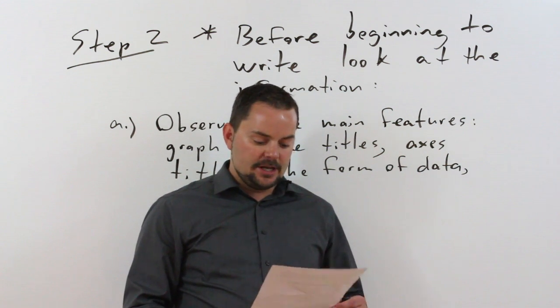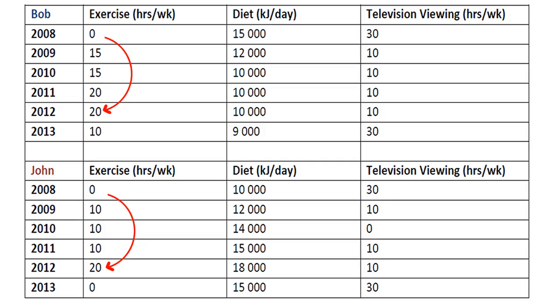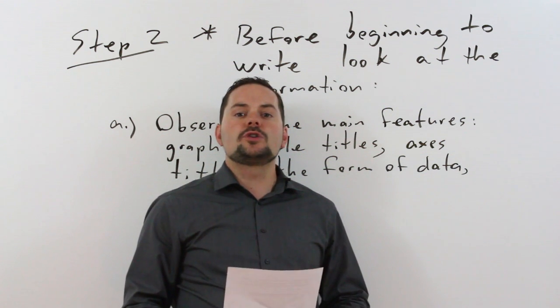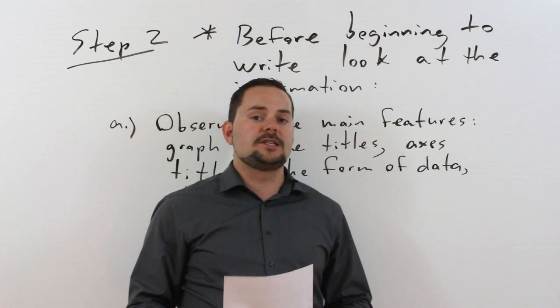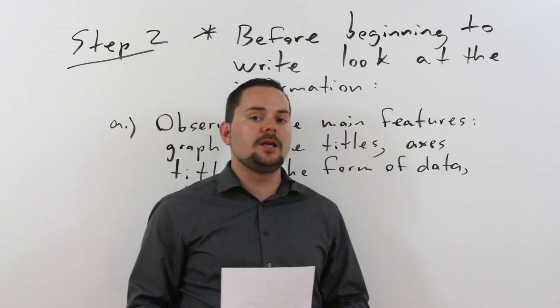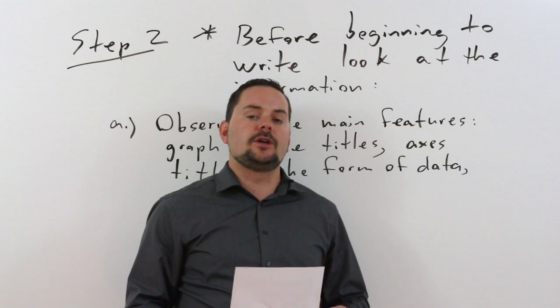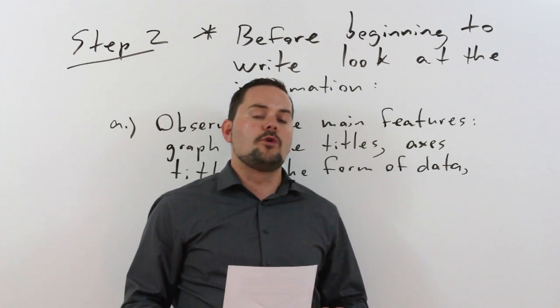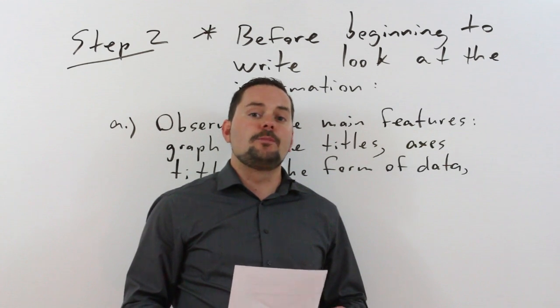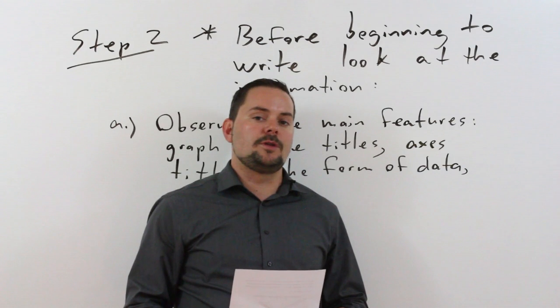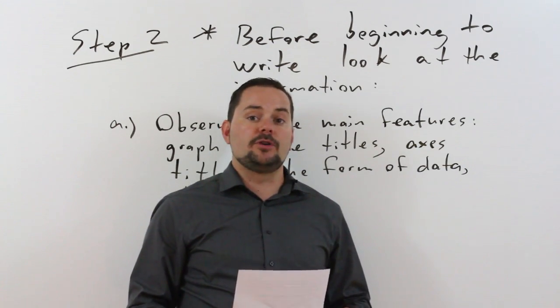All right, then we look at the data and we see that exercise is anywhere from 0 to 20 for these two men. Kilojoules goes anywhere from 9 to 15,000, and television is anywhere from 0 to 30, and that one's quite random. All right, so those are the main features, and again, during the exam, you need to do this quite quickly and be quite clear about this information before indicating your points of comparison for the analysis or the main part of your response.